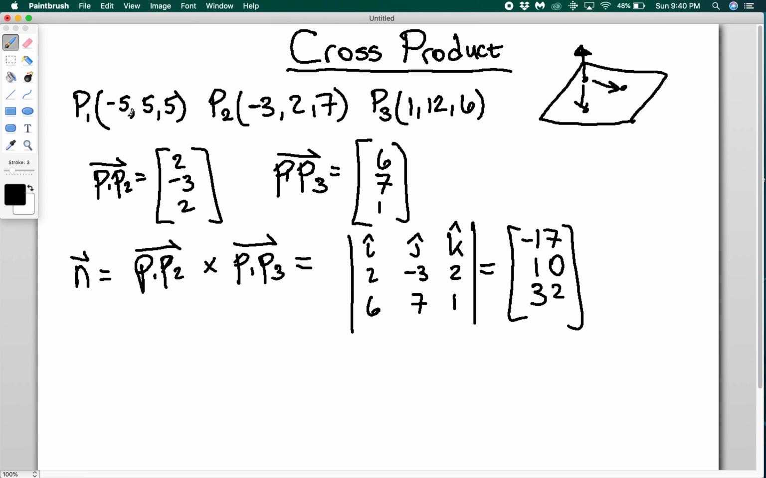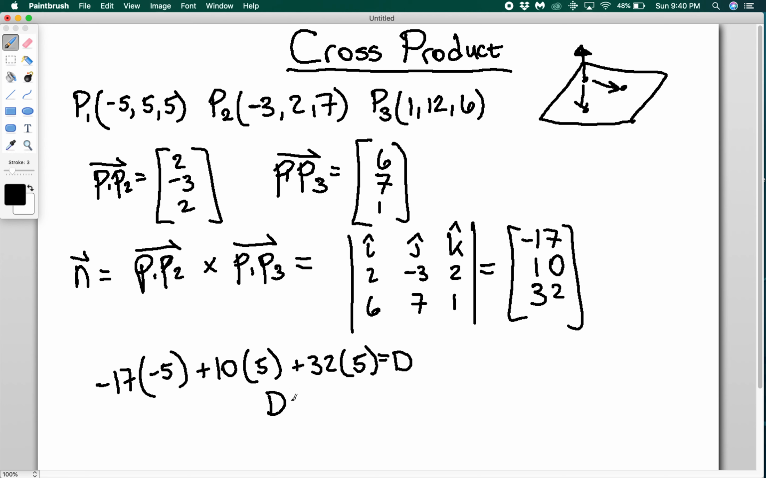And now we want to plug in a point, and you can plug in any of these 3 points and you'll get the same answer. So I'm going to do -17 times -5 plus 10 times 5 plus 32 times 5 is equal to D. So D is going to be equal to 295, which means that my actual planar equation is -17x + 10y + 32z = 295. You might also see sometimes people will subtract the 295 from both sides and say you have all this stuff minus 295 equals 0. That's fine too. Either way of writing it is completely acceptable.